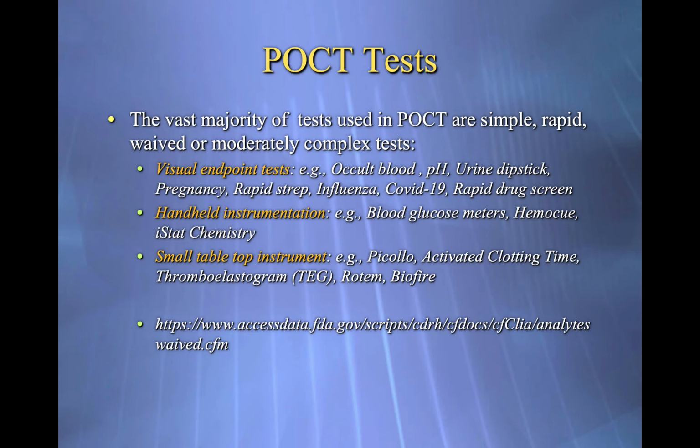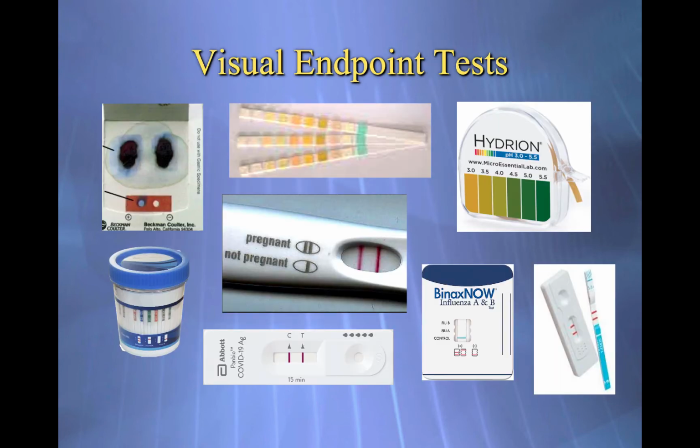And then you have small tabletop type instruments like the Piccolo, activated clotting times, thromboelastogram, Rotem, BioFire. And if you go to the URL that I've listed below, you can see the list of CLIA analytes that are waived complexity and can be used as point of care. There are many others that are moderately complex that can also be used, but this is a good starting point for getting used to what types of tests are used at point of care.